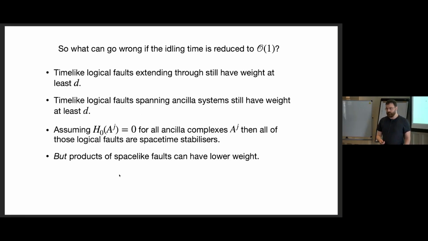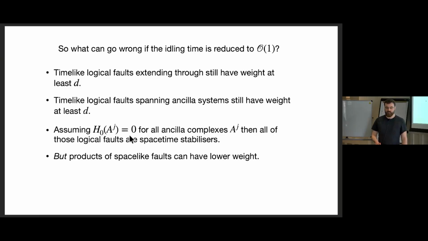Okay, so now I'm saying I have this space-time volume and I'm doing all of these surgeries. And what happens if the idling time between each of these surgeries is reduced to a constant? So I can, again, do this kind of organization. I basically do a case analysis of all of these equivalence classes. And my time-like logical faults are still going to have weight at least d, assuming that this whole space-time volume goes for at least d rounds. The time-like logical faults spanning the ancilla system still have weight d, either because I'm doing them for d rounds or because I'm doing some kind of single-shot surgery with meta-checks, which means that I can get away with having fewer than d rounds while still having only high-weight logical faults.